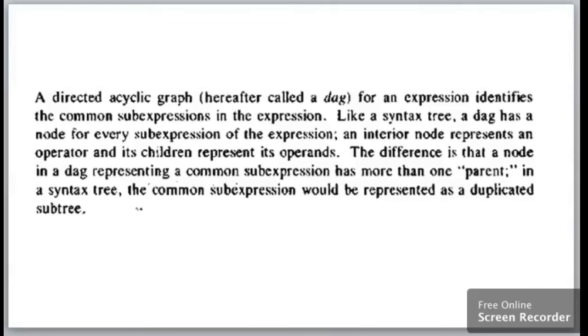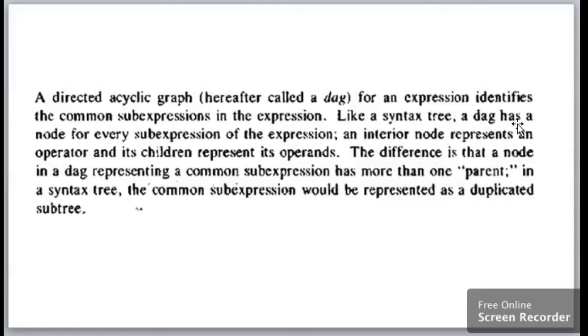After constructing a syntax tree, we can go with a directed acyclic graph, that is a DAG, for an expression that identifies common sub-expressions in the given expressions. So there may be some sentences in which we would have some common sub-expressions.